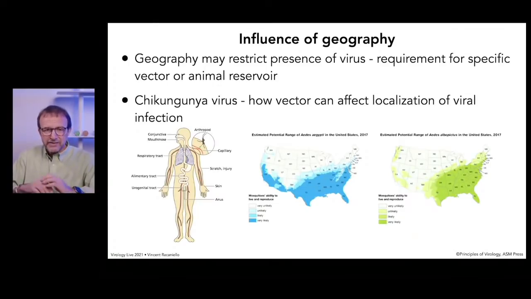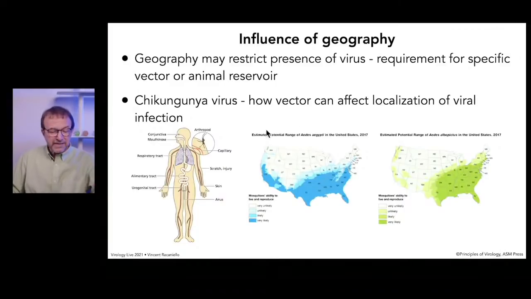Some at the end here, some other influences on virus infection. Geography is a big one. It can restrict the presence of the virus because the virus may be transmitted by a specific vector or an animal reservoir. An example of this is chikungunya virus, and how the vector can affect localization of virus infection.